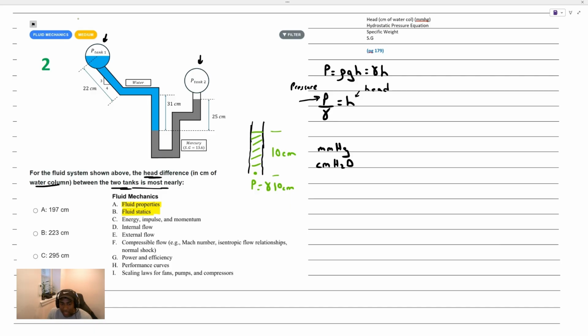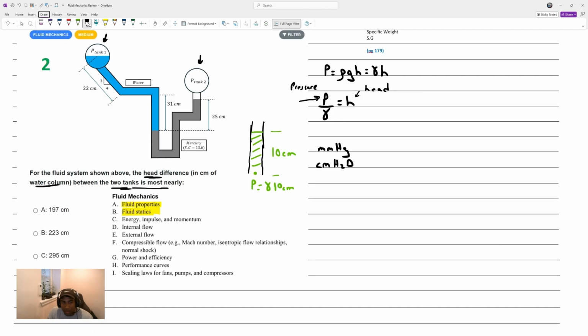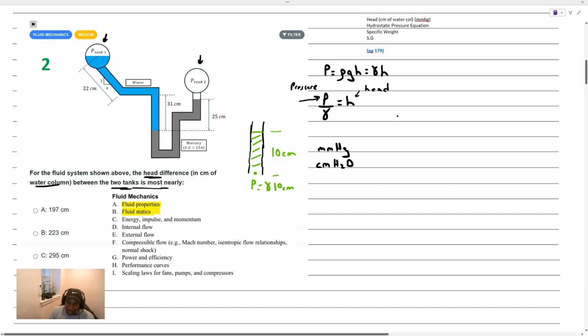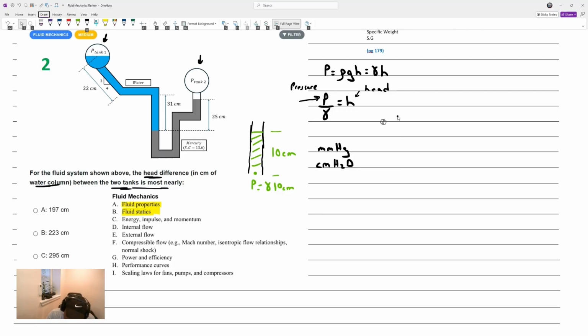So it's 9810 newtons per cubic meter. Okay, so we talked all about head, and what we're going to do is go ahead and talk about how to solve this problem now. And that really goes back to the idea of this hydrostatic pressure equation.